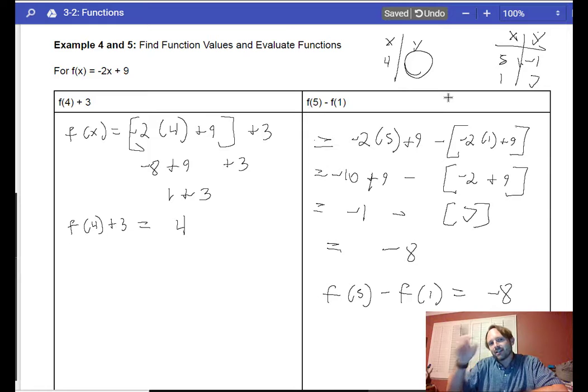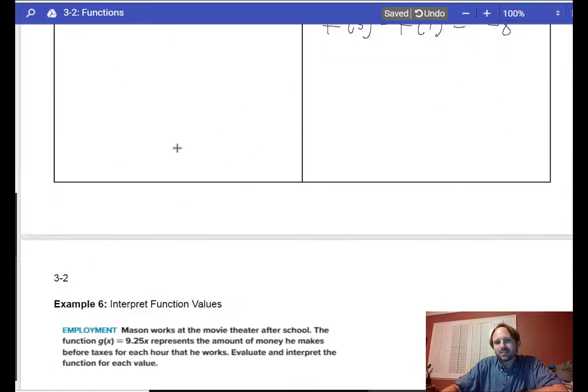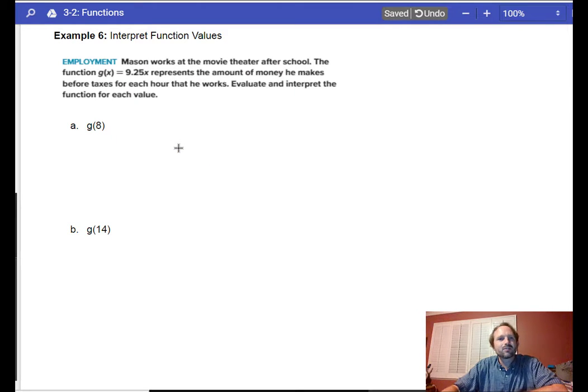All right, last example for today. I dislike going over 10 minutes, but here we go. So interpret function values. Mason works at the movie theater after school. The function g of x is equal to 9.25 times x. It represents the amount of money he makes before taxes each hour that he works. Evaluate and interpret the function for each value.